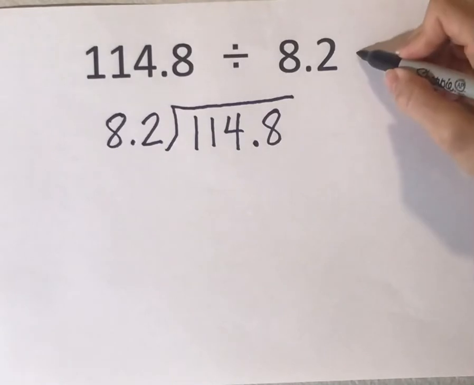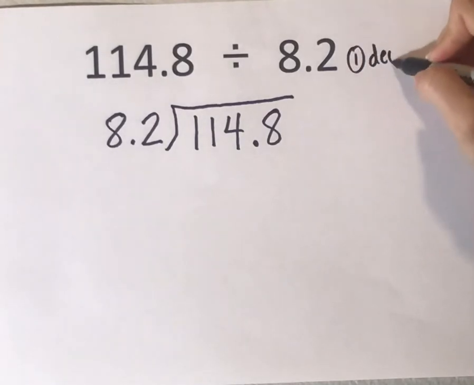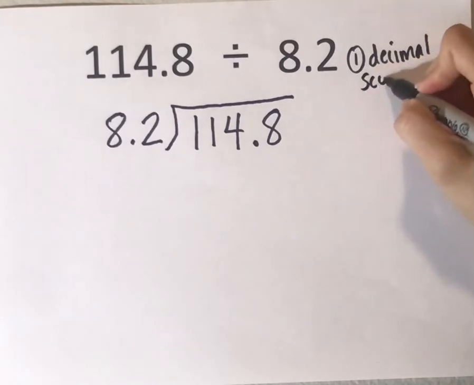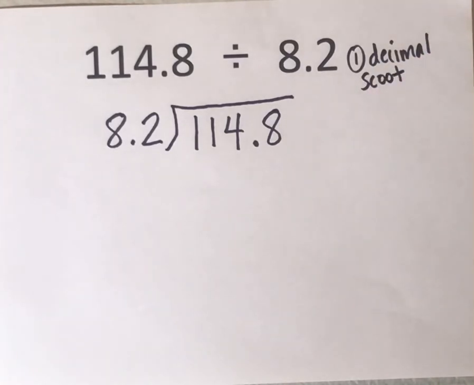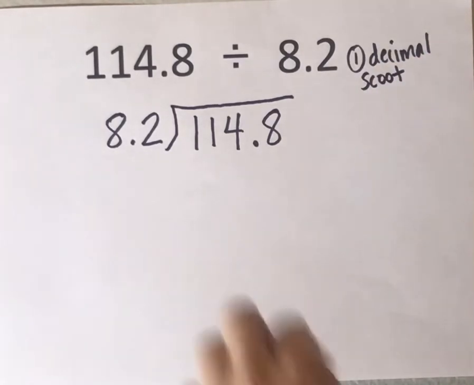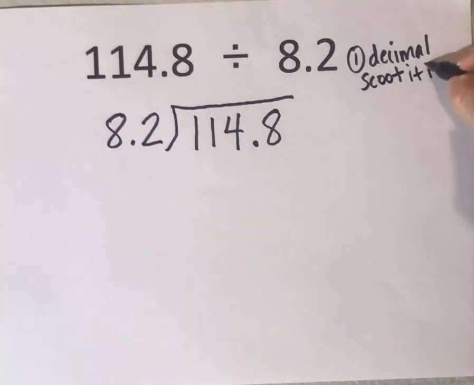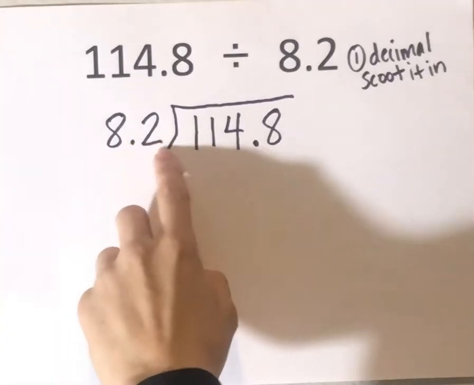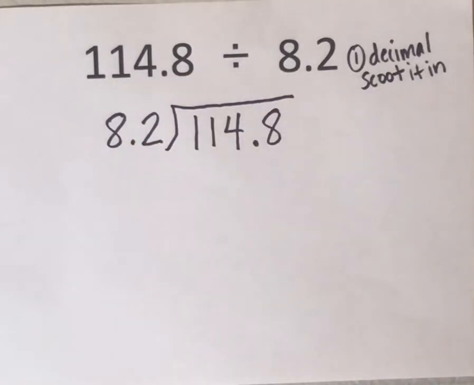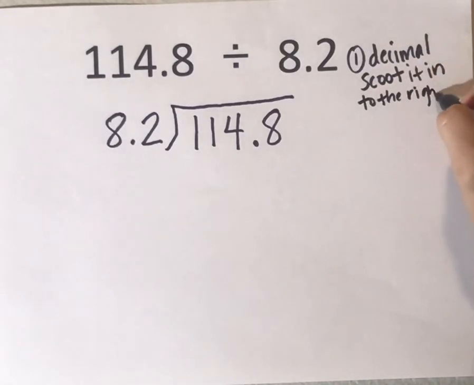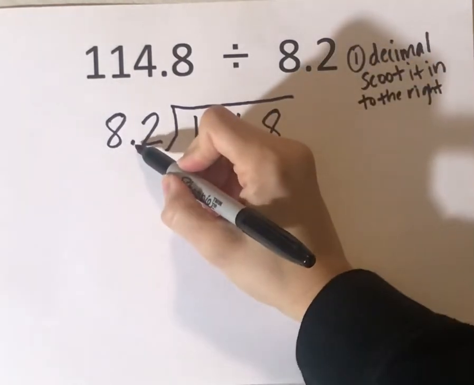So again, deal with your decimal, and we're going to scoot our decimal. And we're going to be scooting it in, okay? And when I think about scooting it in, it means we're going to be scooting it to the right. All right, so for example, here, I'm going to scoot.